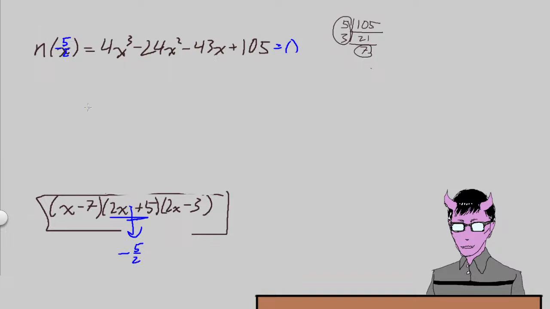So again, the idea is this 0 that we can get from this factor is negative 5 over 2. That means if we plug in negative 5 over 2 into n of x, then it's supposed to produce 0. If it truly is a 0, it should make 0, right? That's the namesake.